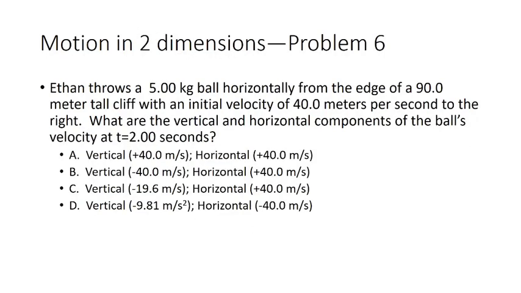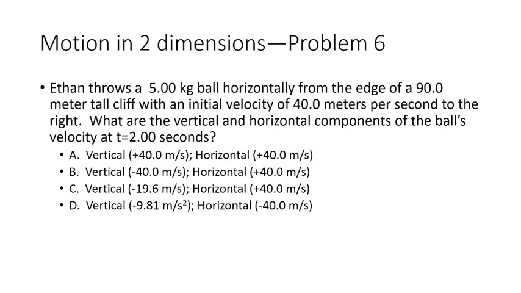Problem 6, again, we're looking at essentially the same problem, but this time we want to know what are the vertical and horizontal components of the ball's velocity at t equals 2 seconds. So 2 seconds after the ball is thrown, we want to know what's the vertical component of the velocity. We also want to know what's the horizontal component of the velocity.